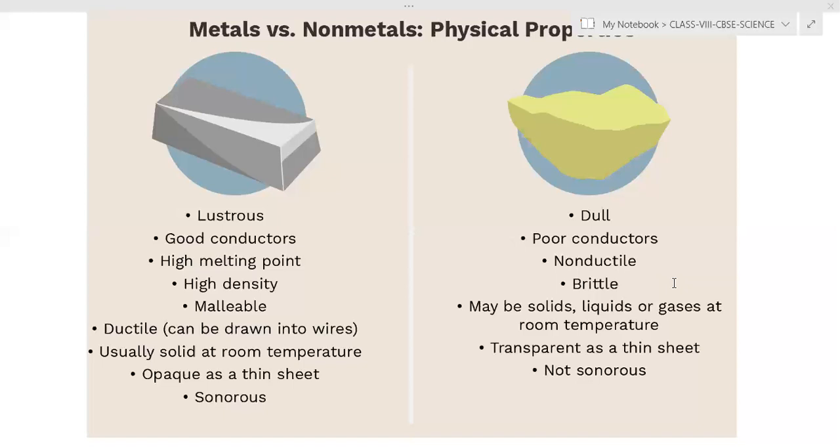Reaction with acids. Most metals react with dilute acid to form metal salts and hydrogen gas. Metal plus dilute acid gives us metal salt plus hydrogen gas. Different metals react with dilute acids differently, depending upon their chemical reactivity. Some metals react violently, while some react upon heating. And some less reactive metals do not react at all with dilute acids.